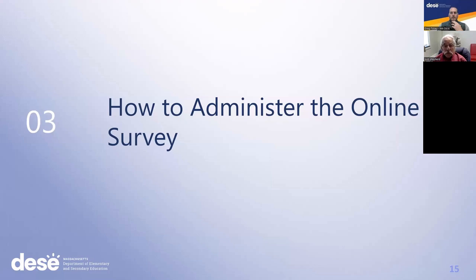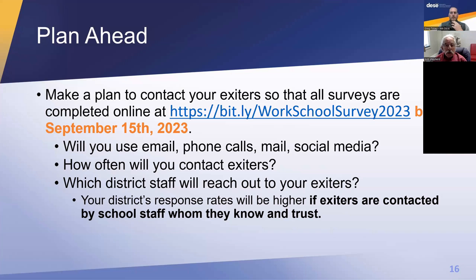How to administer the online survey. That's to plan ahead, as we've mentioned. The surveys should be planned to be completed by September 15th. You can use emails, phone calls, snail mail, as we used to say, and social media. And plan how often you will contact exiters, and which district staff will reach out to which exiters. You may want to publicize the fact that the survey is going to be happening in a newsletter or in your online venues.